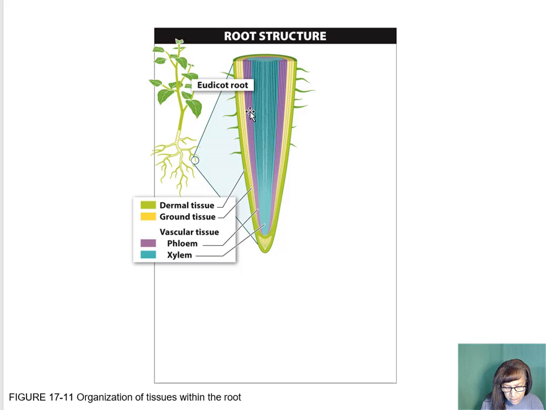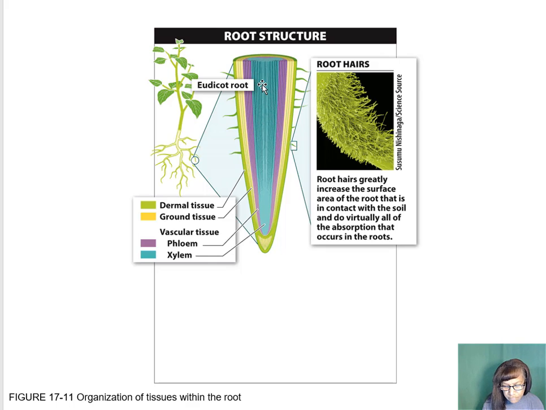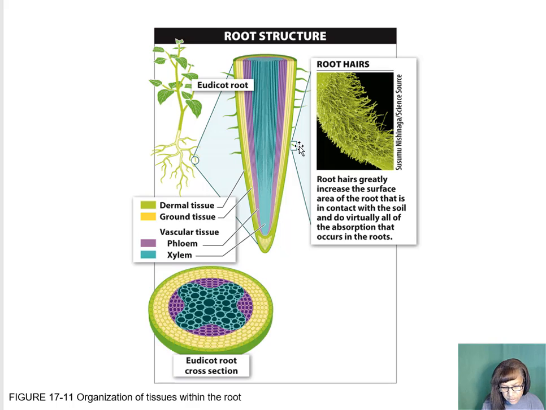Here in purple, you can see the phloem region. And here in this tealish color, you can see the xylem region of the vascular tissue. Also depicted in this illustration, you can see the root hairs. Root hairs greatly increase the surface area of the root that is in contact with the soil, and the root hairs do virtually all of the absorption that occurs in the roots.